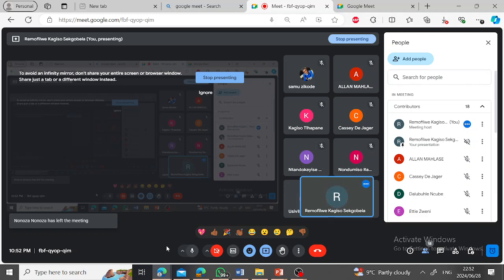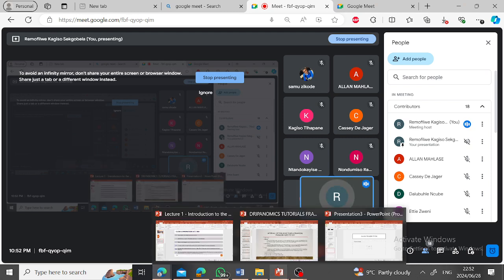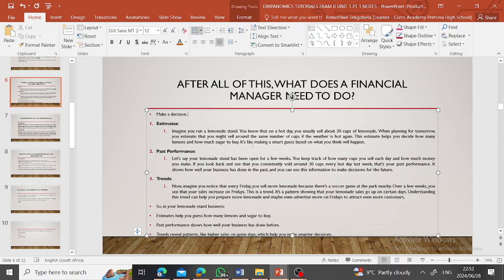So you can read books about financial management, right? You can do so many things about financial management. You can watch YouTube, but at the end of the day, if you are not applying that knowledge, right, by making a decision and actually investing in something for you to be able to manage, then you're wasting your time, right? So at the end of the day, after taking into account information, a financial manager needs to make a decision. And this decision is going to be based on estimates, past performance, and trends, right?